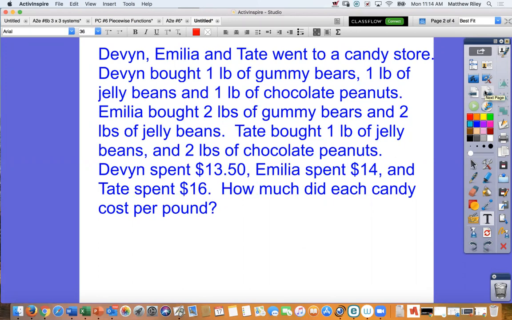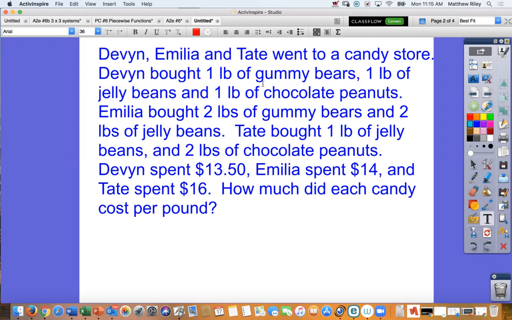Devin, Amelia, and Tate went to a candy store. Devin bought 1 pound of gummy bears, 1 pound of jelly beans, and 1 pound of chocolate peanuts. Amelia bought 2 pounds of gummy bears, 2 pounds of jelly beans. Tate bought 1 pound of jelly beans and 2 pounds of chocolate peanuts. Devin spent $13.50, Amelia spent $14, and Tate spent $16. The question is, how much did each candy cost per pound? Right there, we are trying to compare how much each person bought with the money spent.